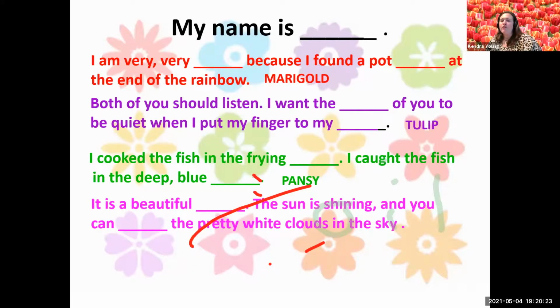It is a beautiful blank. The sun is shining and you can see, oops, you can blank the pretty white clouds in the sky.